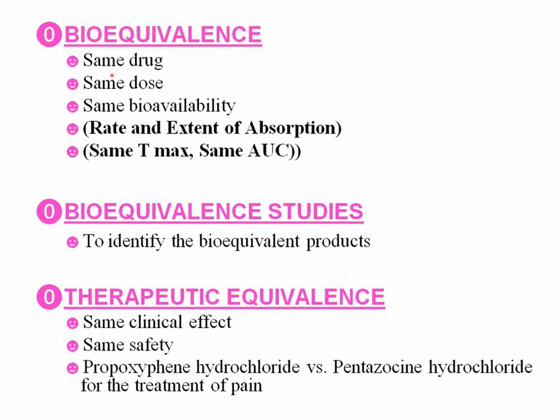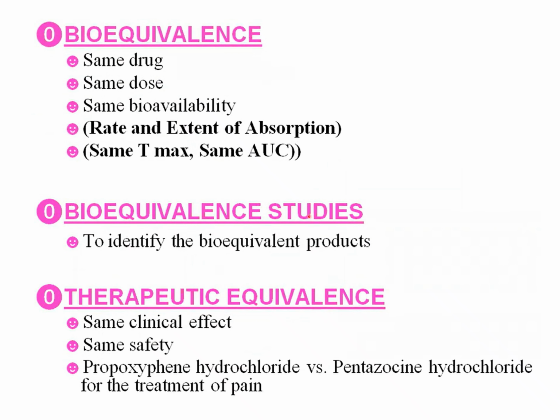So what is bioequivalence? If different dosage forms have the same drug, same dose, same bioavailability, same rate and extent of absorption, same Tmax, same AUC, and all of these criteria are similar for two different drugs, then we call them bioequivalent.